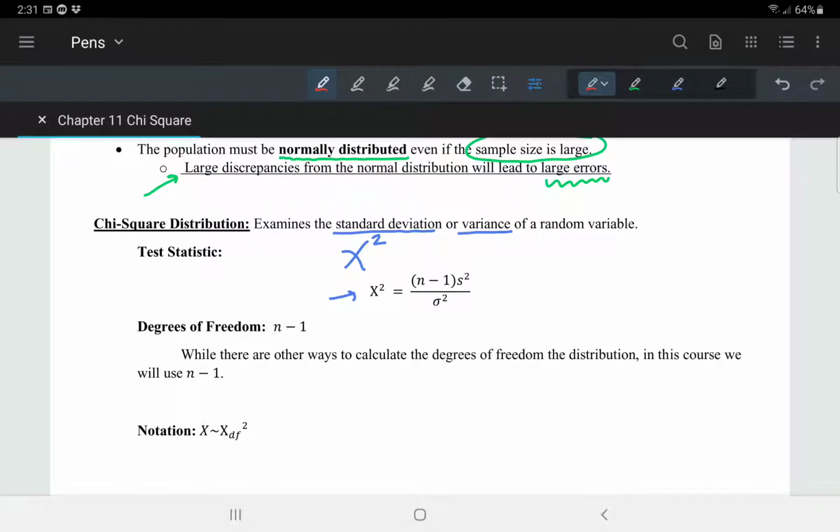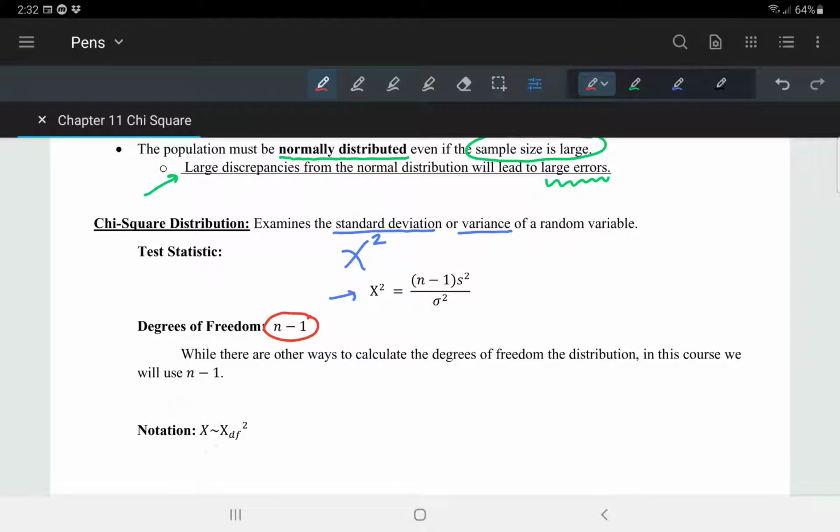In this course, we'll be using that the degrees of freedom associated with the chi-square distribution will be n minus 1. As you move on to other textbooks, you may see, and in other courses, that there are other ways to calculate the degrees of freedom for this distribution, but for this course, we'll use n minus 1.